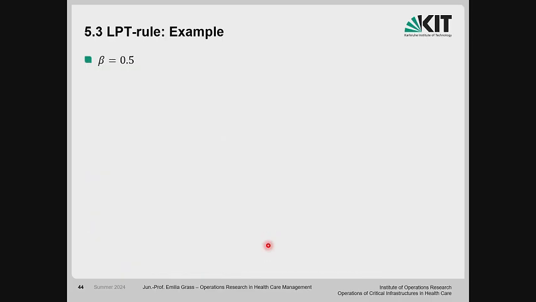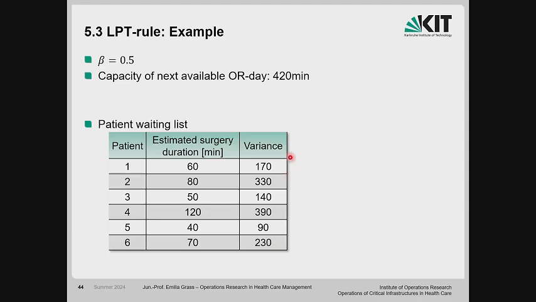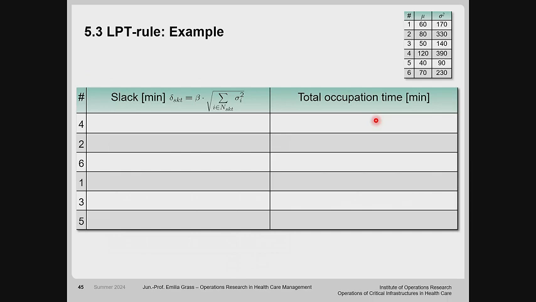Again, an example, so we have beta 0.5. Now we still have the available capacity of 420 minutes, but we have different variances. So 170 minutes for the first patient, 330 for the next one, and so on. And the same question arises: which patient to assign to which operating room day.